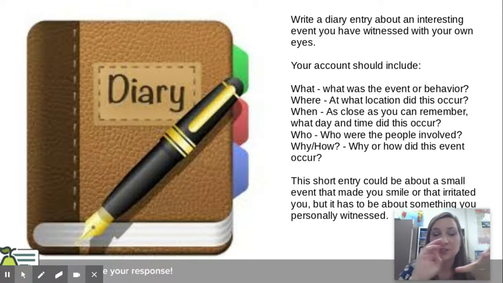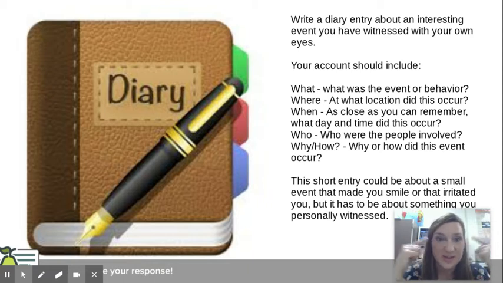You're going to type your account in off to the side on Pear Deck, and I want you to really work on including what happened, and this is all listed off to the side. Where did this event occur? When, or as close as you can remember, what day and time? Who was involved, and why or how did this event occur? You can make your entry short. It doesn't have to be 3 pages long. But make sure it's something that you personally witnessed, not something you heard about, but you witnessed with your own eyes.